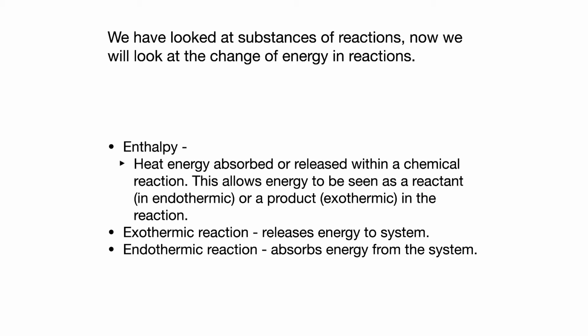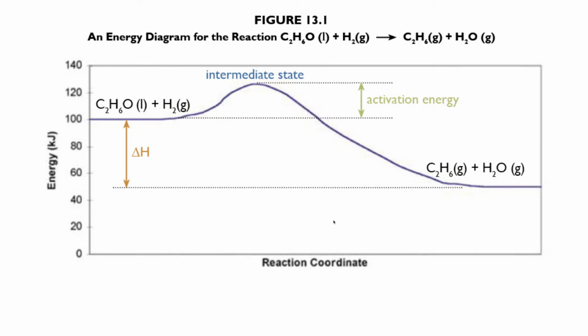And it can be seen as endothermic or exothermic. What this means is if something is endothermic, as you see down on the bottom here, it absorbs energy from the system. If it's exothermic, it releases energy to the system. And the system is just its surrounding. Okay. This figure right here shows us an energy diagram.